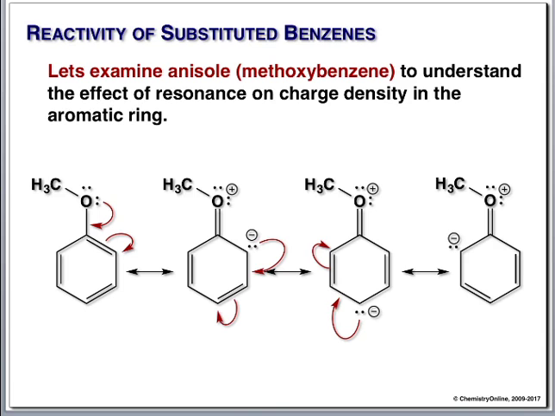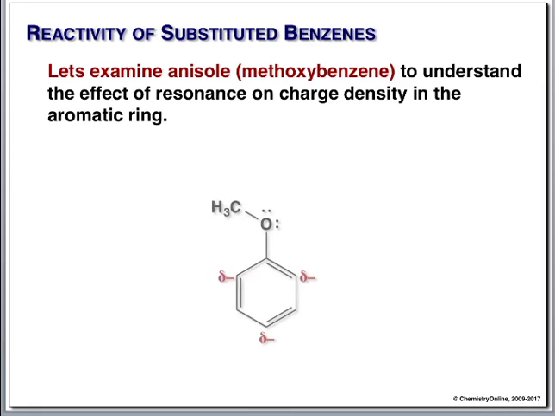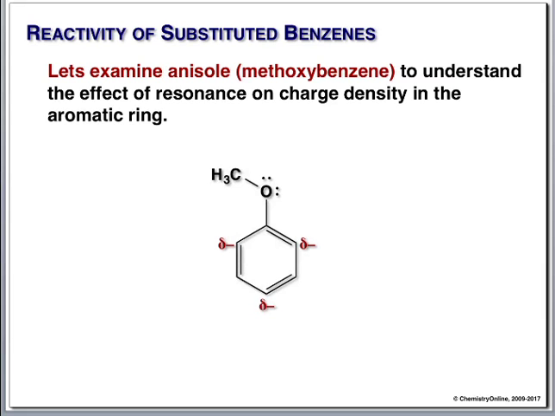If we looked at the resonance hybrid, it would look something like this. We would have partial negative charges on these three carbons. So this is how the methoxy group is pushing electrons into the ring. This is why it is so reactive.